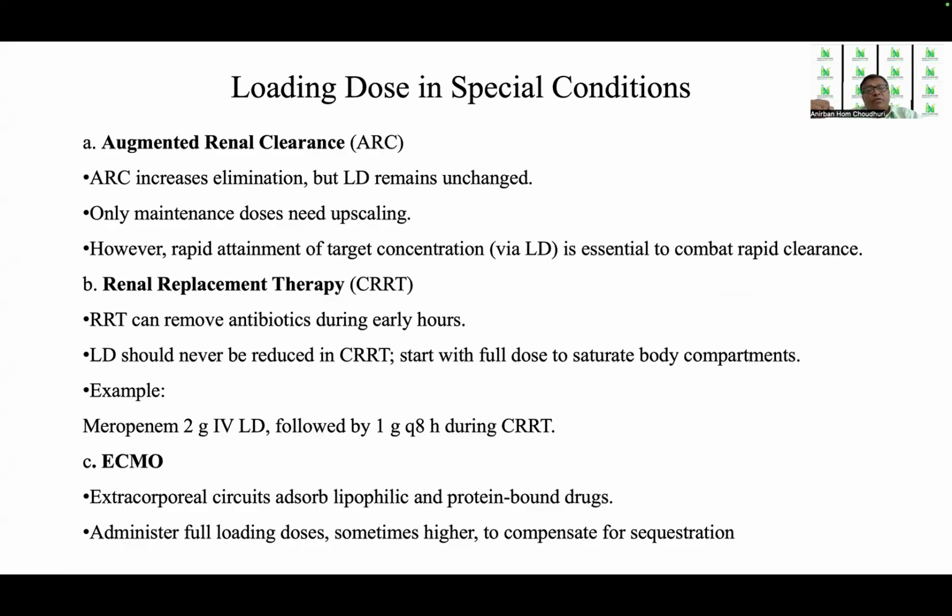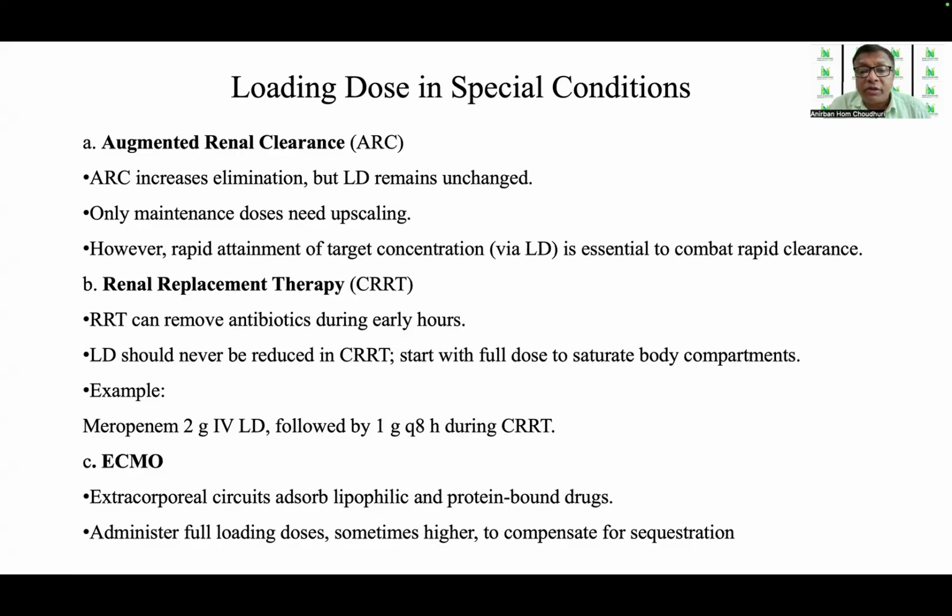In addition, we have to look for the loading dose in certain specific scenarios like augmented renal clearance, renal replacement therapy, and ECMO. In augmented renal clearance, only maintenance doses need upscaling. ARC increases elimination, so loading dose remains unchanged. In renal replacement therapy, RRT can remove antibiotics during early hours. So loading dose should never be reduced in CRRT.